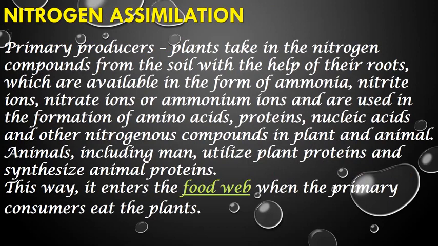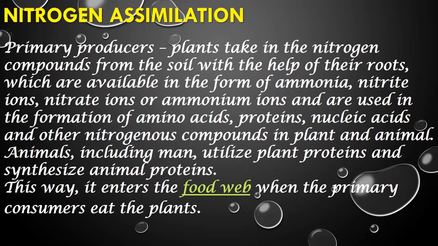Let's talk about the primary producers. Plants take in the nitrogen compounds from the soil with the help of their roots, which are available in the form of ammonia, nitrite ions, nitrate ions, or ammonium ions, and are used in the formation of amino acids, proteins, nucleic acids, and other nitrogenous compounds in plants and animals.